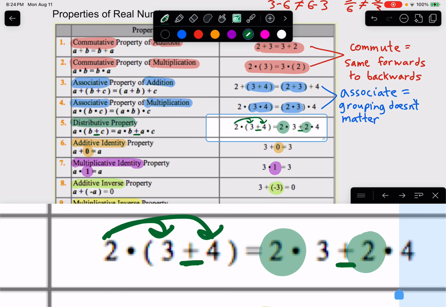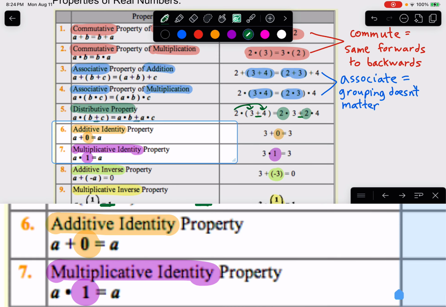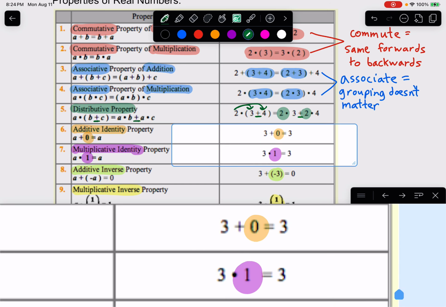Now we get into some interesting ones, okay? Identities and inverses, okay? The identity properties, again, you'll notice this is for adding and multiplying, right? Identities are things that do not change the value, right? So A, what can I add to A so that it doesn't change? 0. What can I multiply to A so that it doesn't change? 1, right? 3 plus 0 is 3. So the additive identity is 0. The multiplicative identity is 1. Okay?